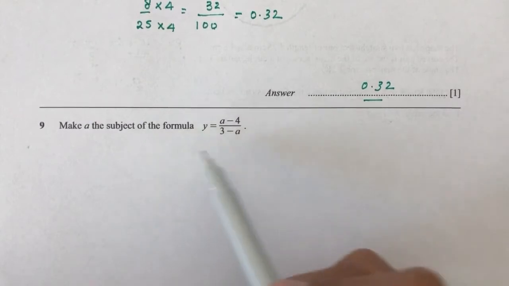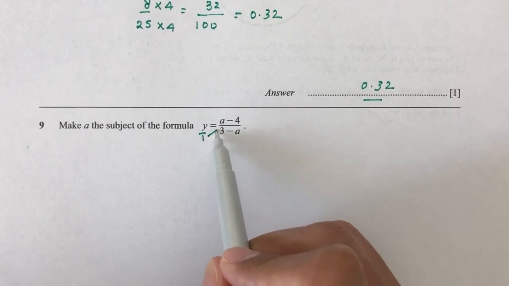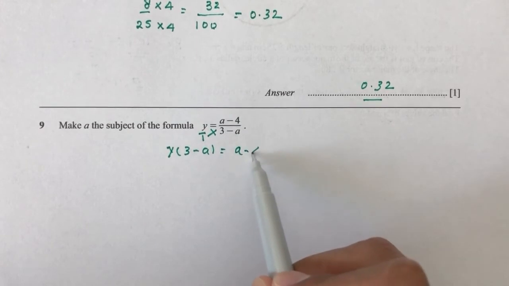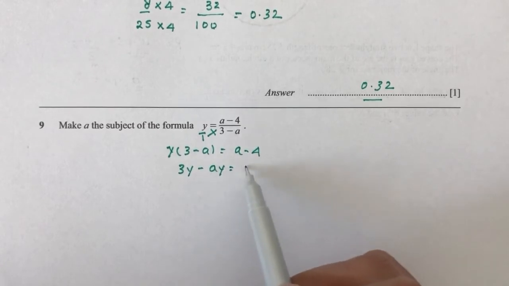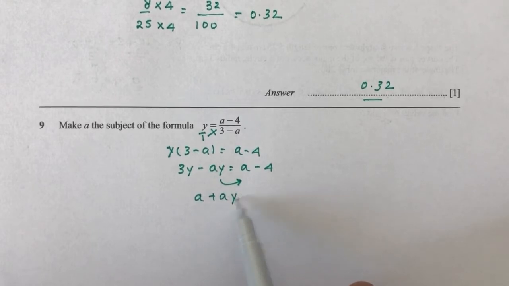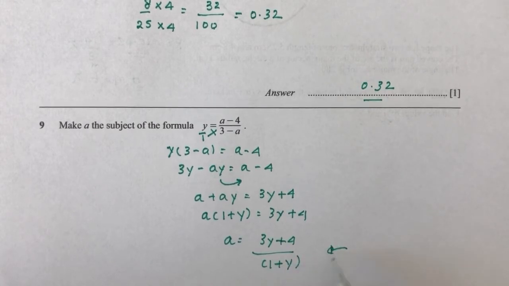Moving on to question number 9. We have to make A the subject of the formula. Whenever you have a fraction equal to something, the first step is always to cross multiply. So y times 3 minus a will be a minus 4. Then we have to expand: 3y minus ay equal to a minus 4. We have to bring a to one side. We have a plus ay equal to 3y plus 4. Factorize a, and we have this. So making A the subject, A will be equal to 3y plus 4 divided by 1 plus y. And that is your answer for question 9.